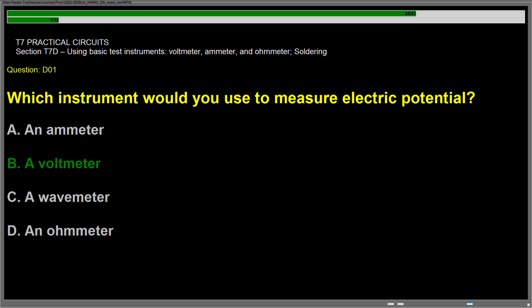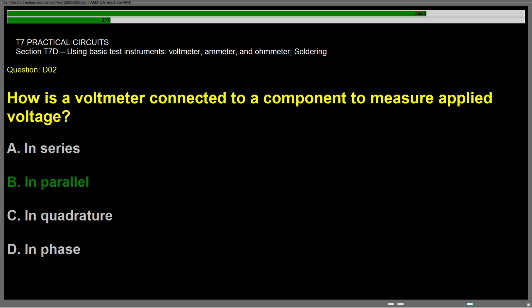Question Delta 01, which instrument would you use to measure electric potential? Answer is B, a voltmeter. Question Delta 02, how is a voltmeter connected to a component to measure applied voltage? Answer is B, in parallel.